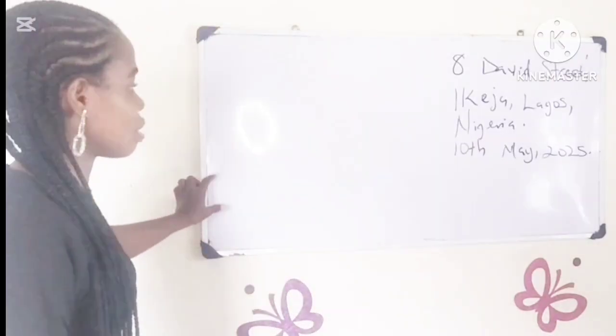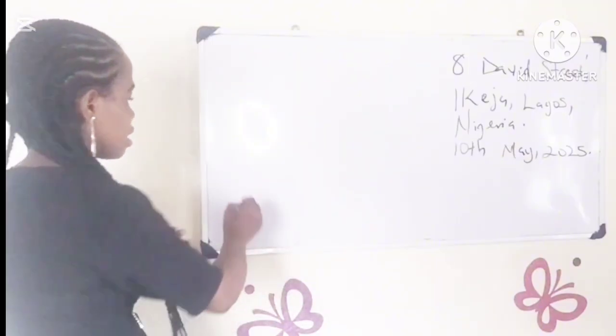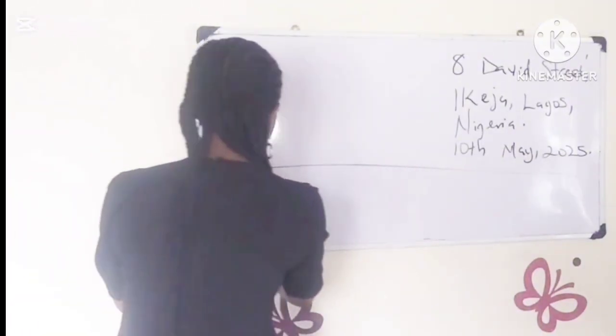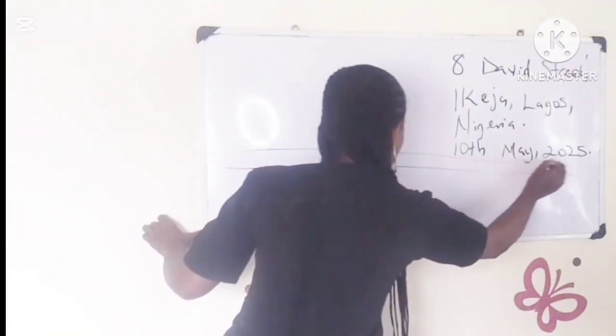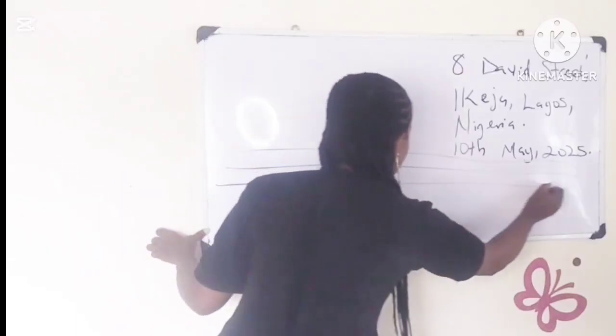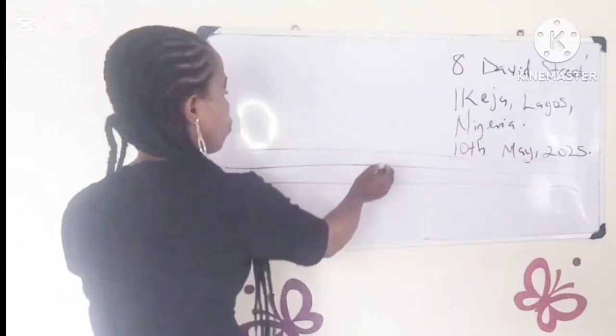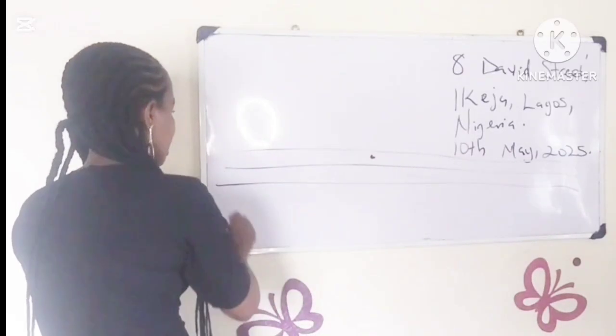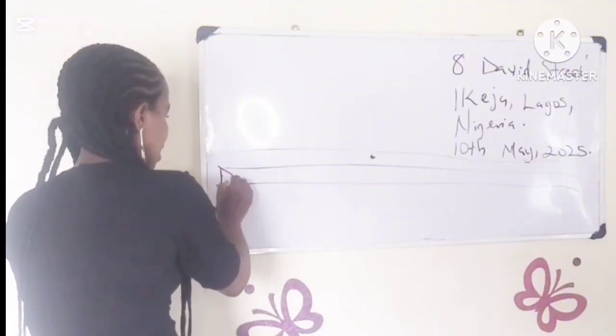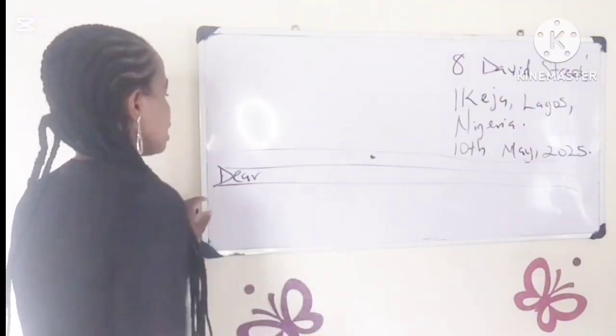So when you want to write the salutation after the date, this is where you're going to skip a line. This is the line of your page. You're going to skip one line, then you write the salutation there.